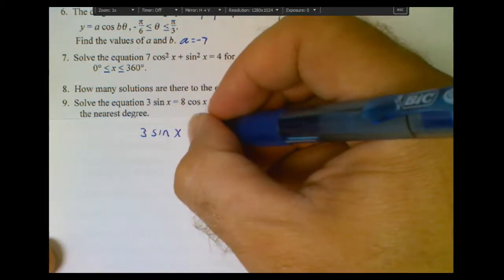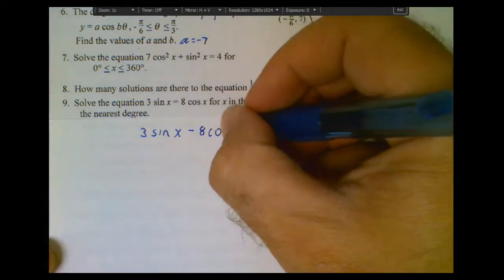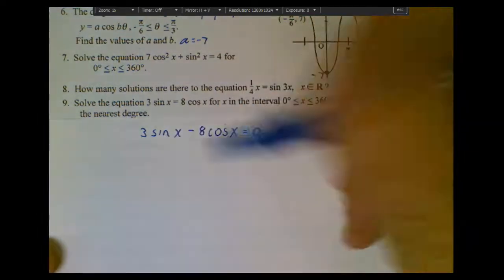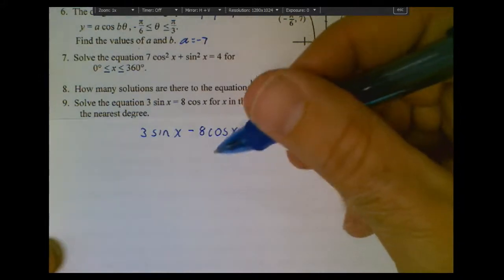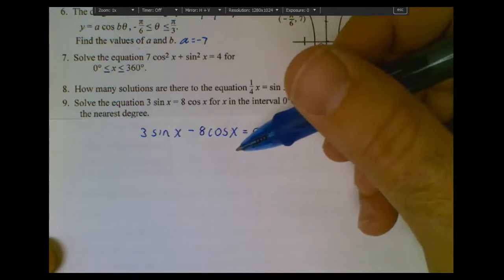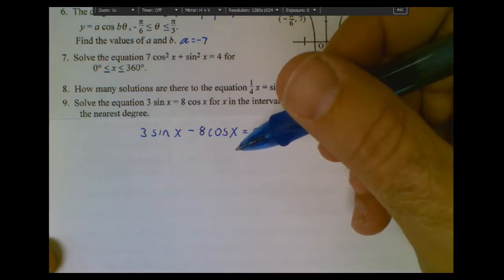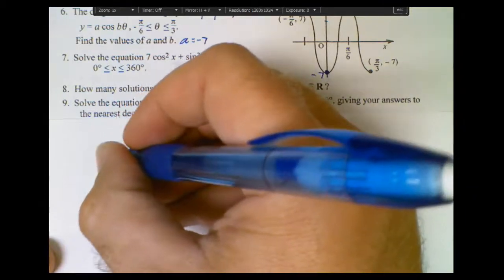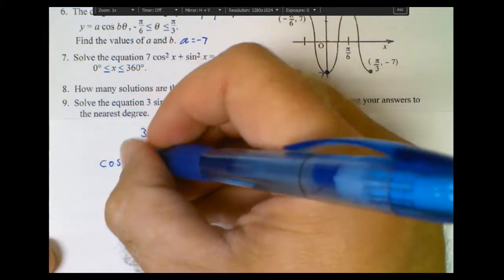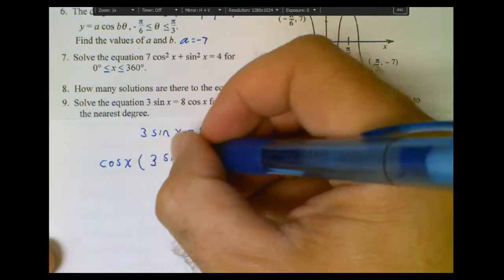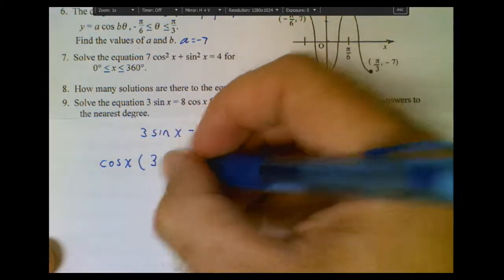So I'm subtracting the 8 cosine x over. From there, it's hard to work with when they have different functions. So to help separate things out, one thing you could do is divide out the cosine x. If I factor out or divide out a cosine x, that becomes 3 sine over cosine, because remember I'm dividing out the cosine x.